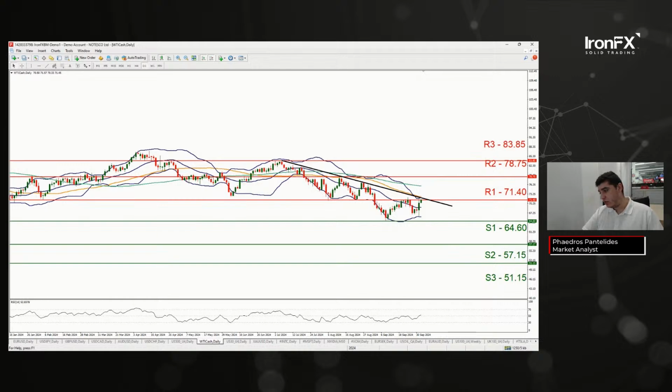Technical view: 52 at the RSI, testing R1. If it rejects it, sideways. If it breaks above R1 and that downward swing trend line, we could opt for a bullish outlook for the commodity.